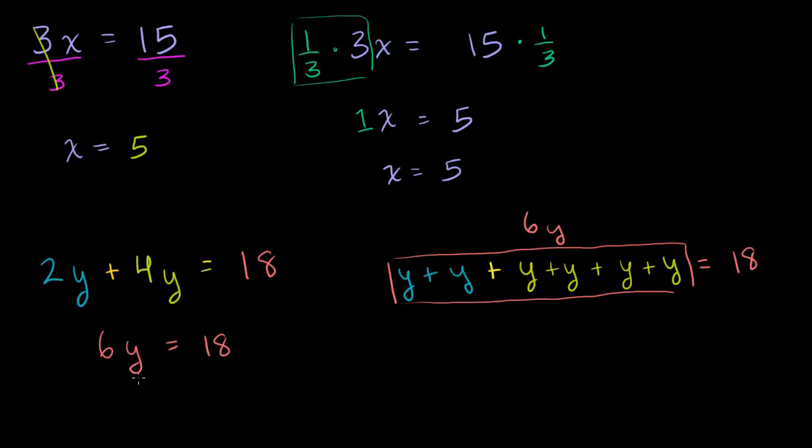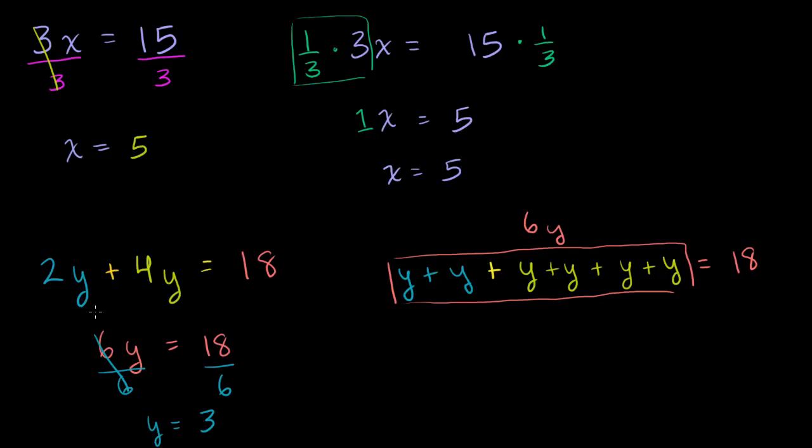And now, hopefully, we understand how to do this. If I have 6 times something is equal to 18, if I divide both sides of this equation by 6, I'll solve for the something. So divide the left-hand side by 6. And divide the right-hand side by 6. And we are left with y is equal to 3. And you could try it out.